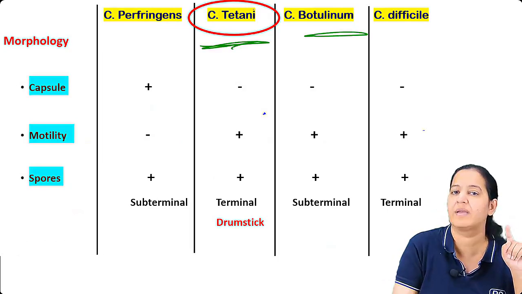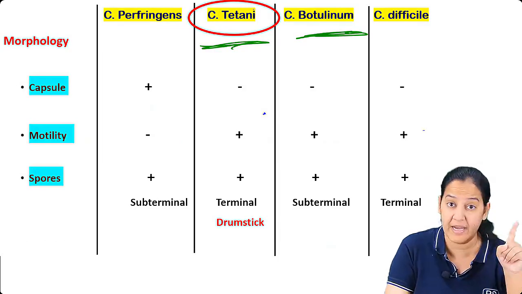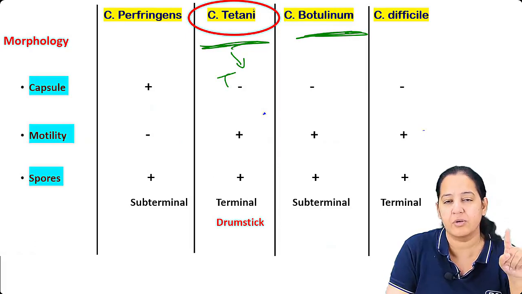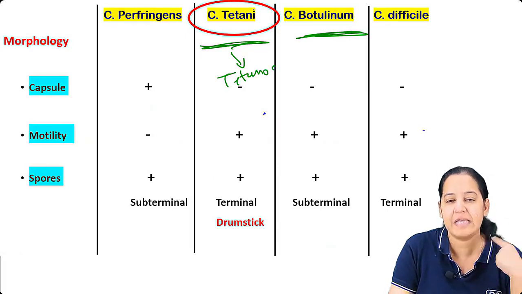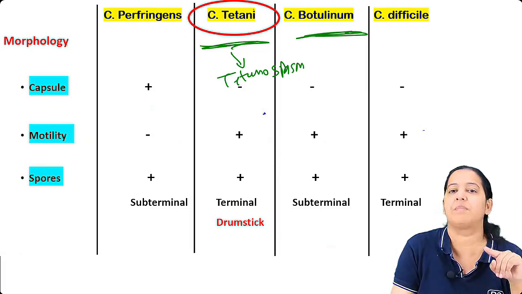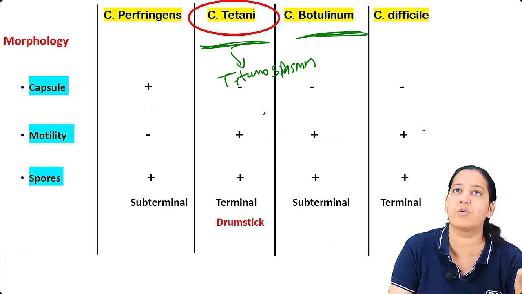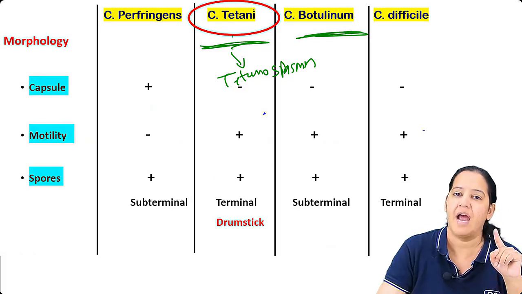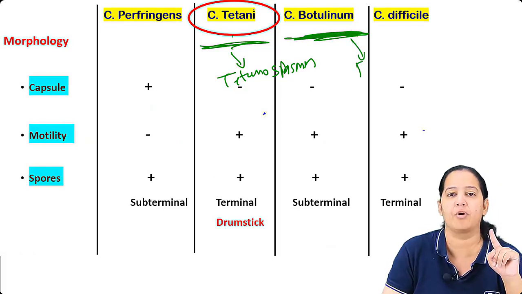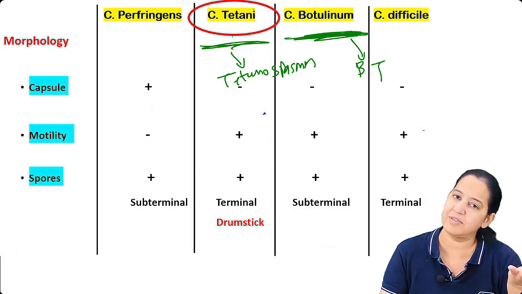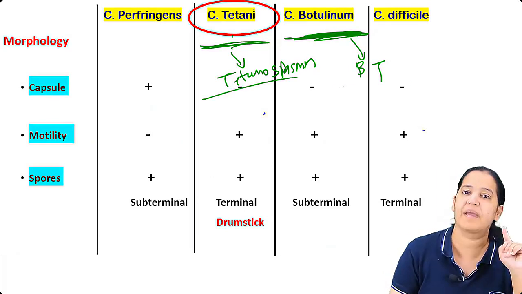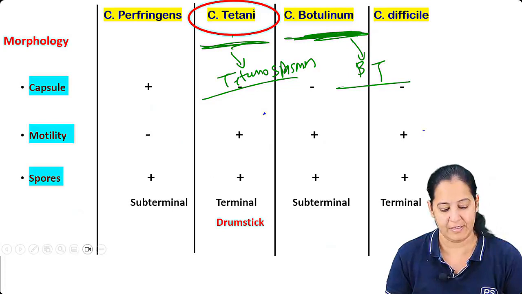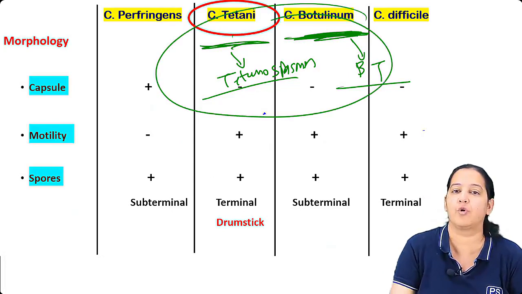One is here, one is here. Clostridium tetani secretes a toxin. The name of the toxin is tetanospasmin. What is the toxin of Clostridium tetani called? Tetanospasmin. And the toxin of botulinum is called botulinum toxin. Let me tell you the mechanism of action of these two back to back, in parallel.